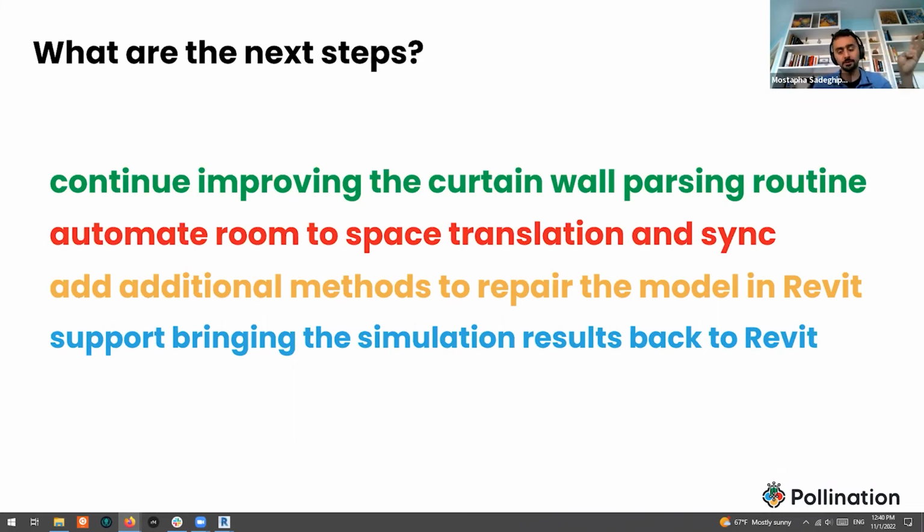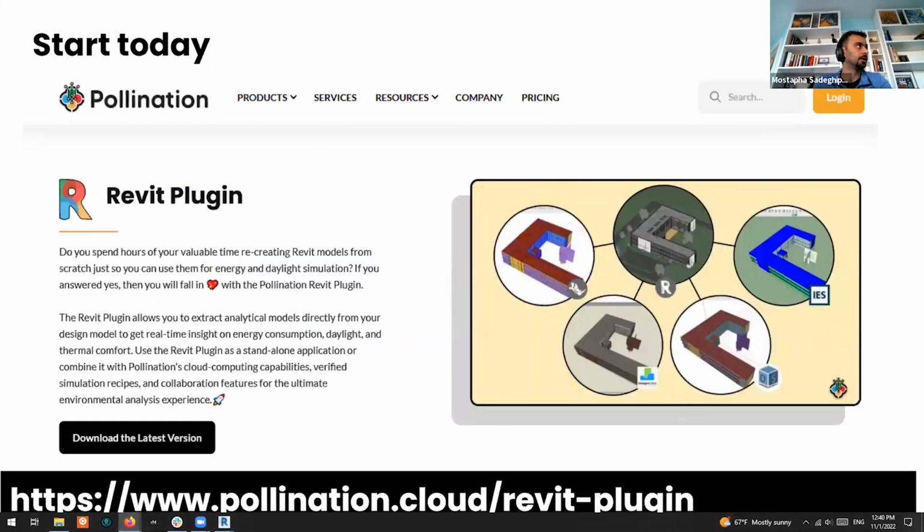So these are the 4 items. If you don't see your topic here, we can talk about it now, or we can always go to Discord and get it from there. A reminder, you can start today. None of the things that I showed you is something that is not out there. You can just download the Revit plugin. The latest version is 1.0.6, and it has all the features that I have.